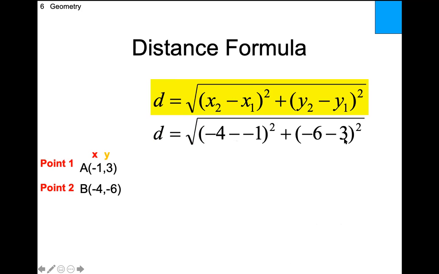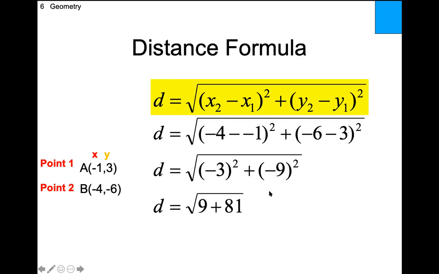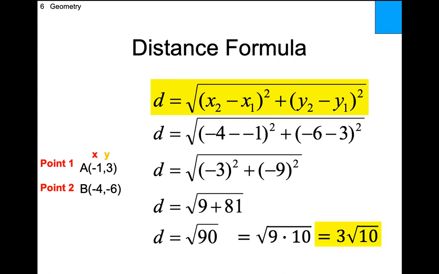So -6 minus 3. Two negatives turn into a positive. -4 plus 1 is -3. -6 minus 3 is -9. Square both of those. That would give me 9 and 81. Add those. 9 plus 81 is 90. Ooh, there's a square root of 9 in 90. 9 times 10. So that would be 3 root 10. There's your exact answer. Approximate answer, 3 times the square root of 10 is approximately 9.5.